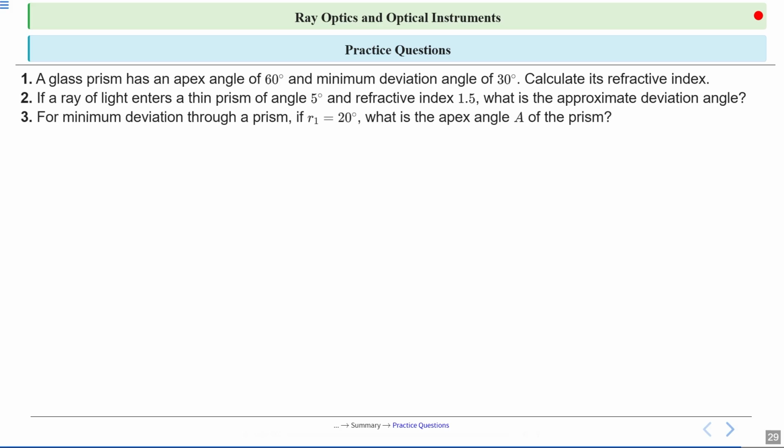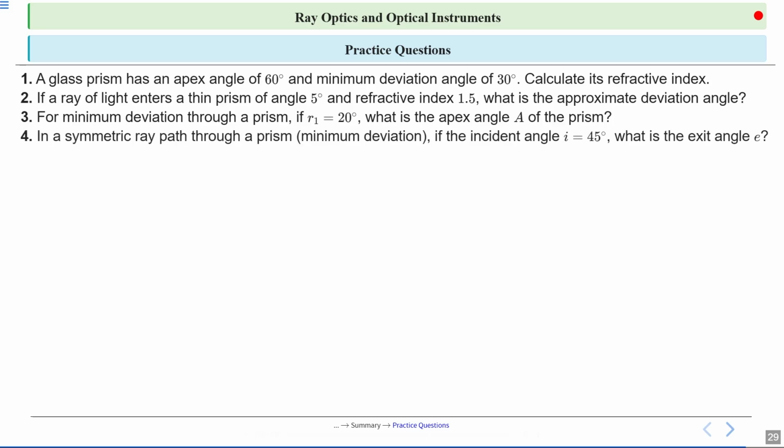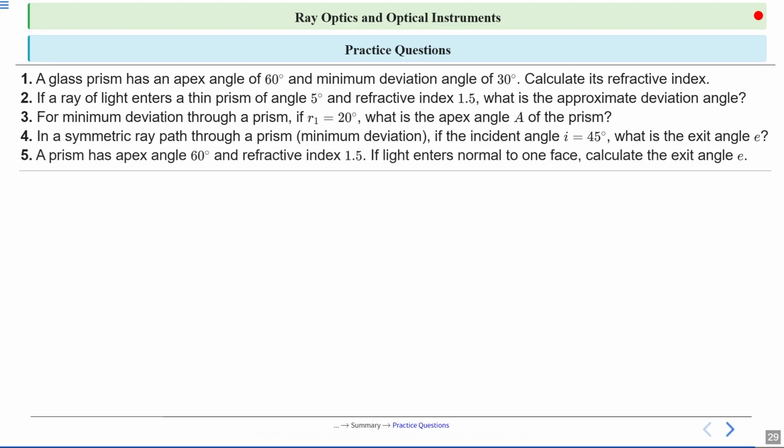For the third question, we are focusing on the concept of minimum deviation through a prism. Given one of the refraction angles, we need to determine the apex angle. This question helps us understand the relationship between the angles within the prism and how they influence light's path. Next, we have the question about a symmetrical ray path through a prism, specifically during minimum deviation. If we know the incident angle, we need to find the exit angle. This illustrates the symmetry in light's path when the deviation is minimized, which is a key concept in ray optics.